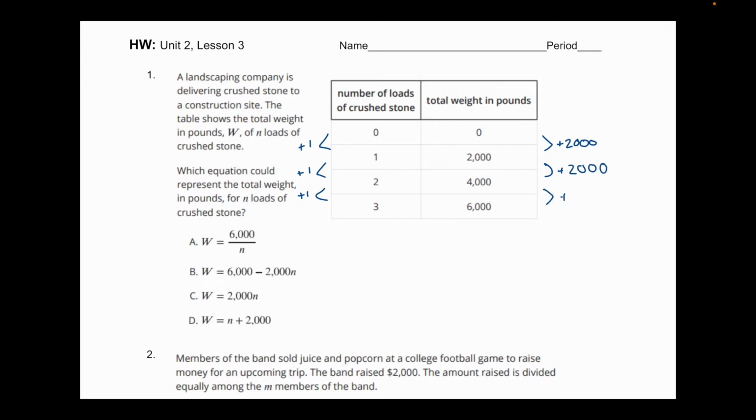So that says to me that each of these loads weighs 2,000 pounds, and we can get there by multiplying this. So we are going to choose option C right here as our answer for this question, because it would be 2,000 multiplied by the number of loads, and that would equal our total weight.